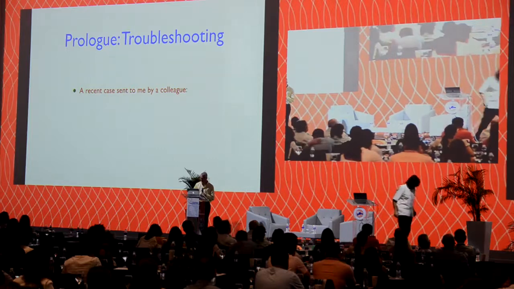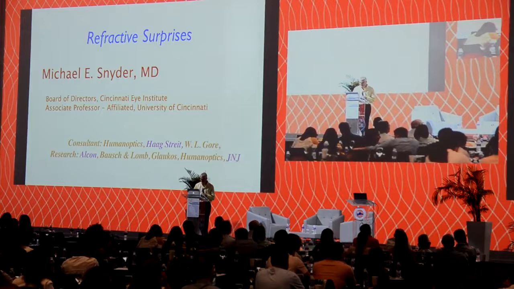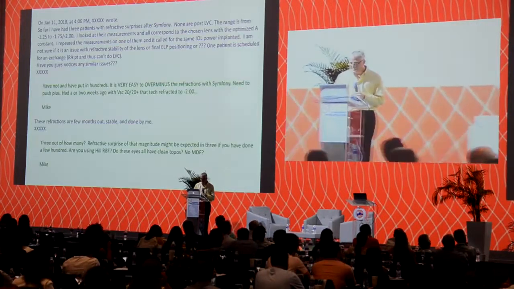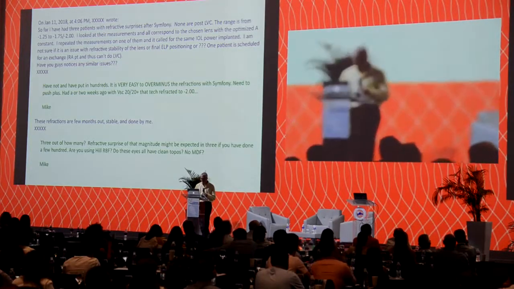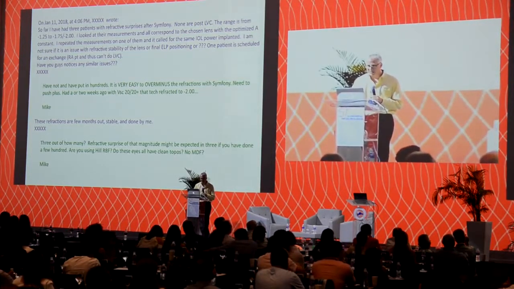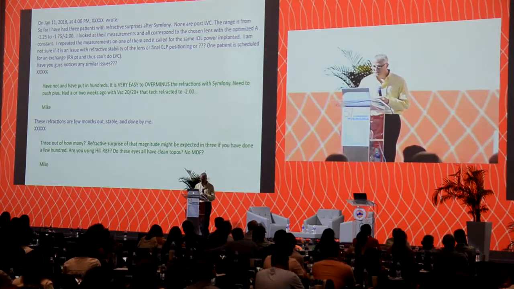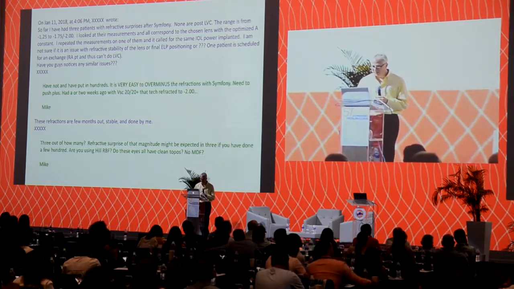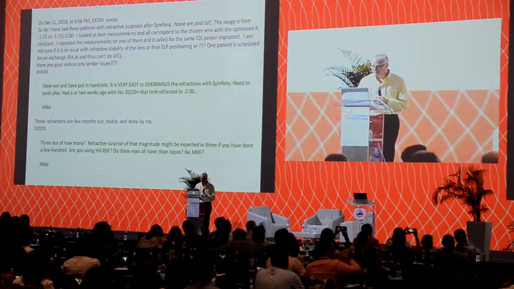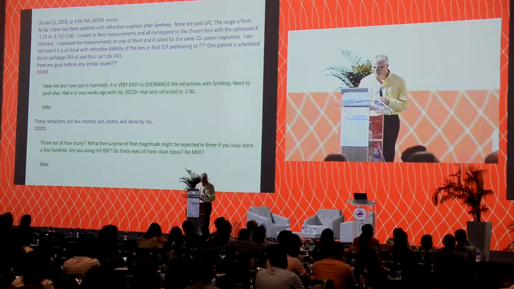So I'm just going to start off with a little prologue and think about troubleshooting. This is a recent case sent to me by a colleague. The email came, it says, so far I have 3 patients with refractive surprises after Symphony lens. None are laser vision correction patients. Range is -1.25 to -2-ish. Looked at all of the things, not sure what's going on. Anybody notice anything different? I responded, have not, put in hundreds, but very easy to over-minus refractions on these lenses. Need to push the plus. Response, did it myself. Refraction is stable, pretty far out.